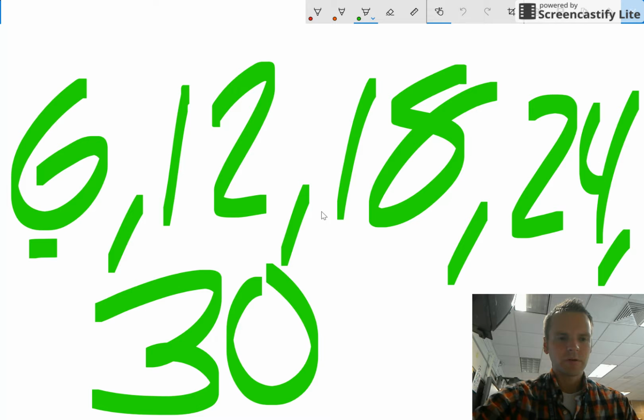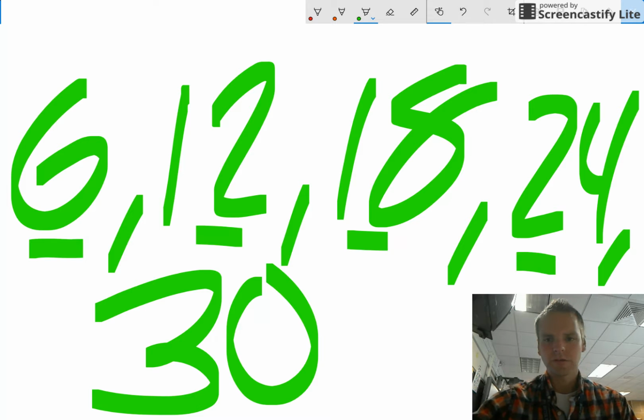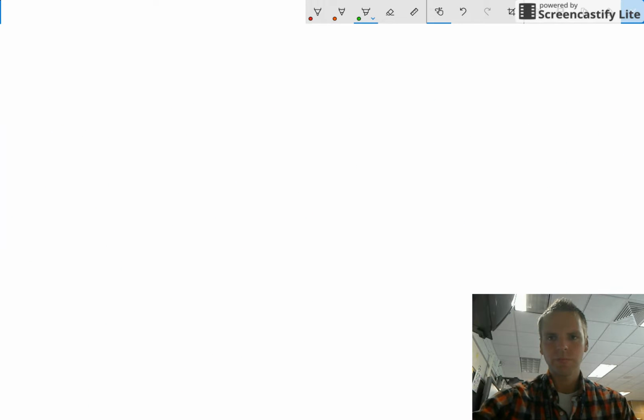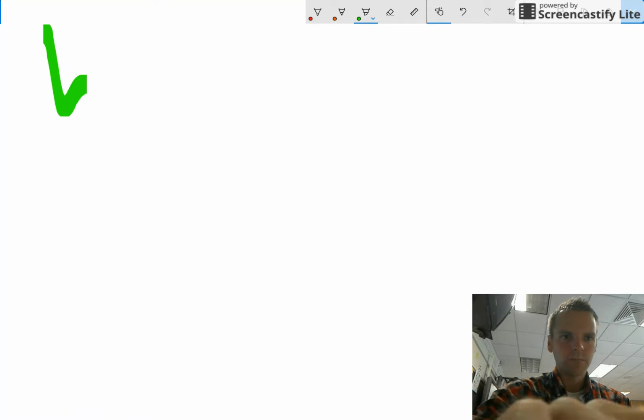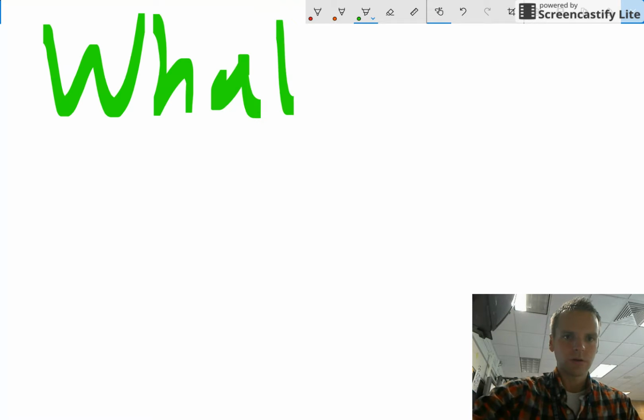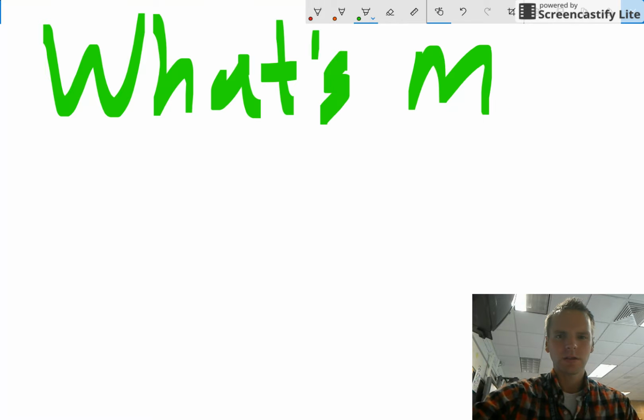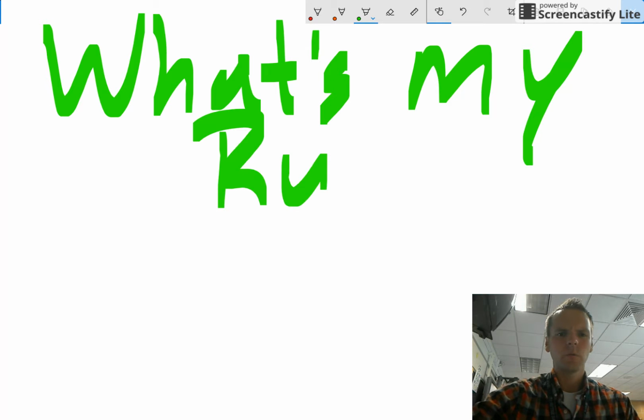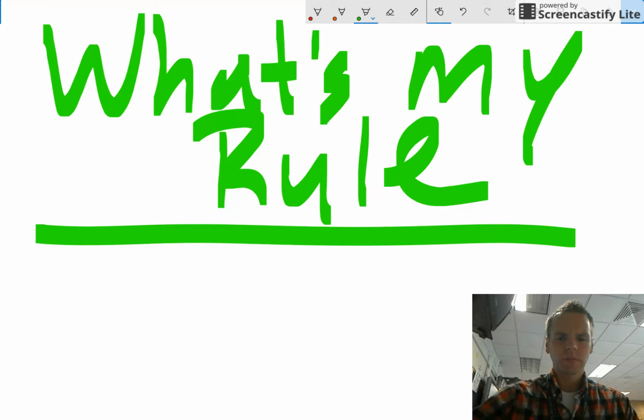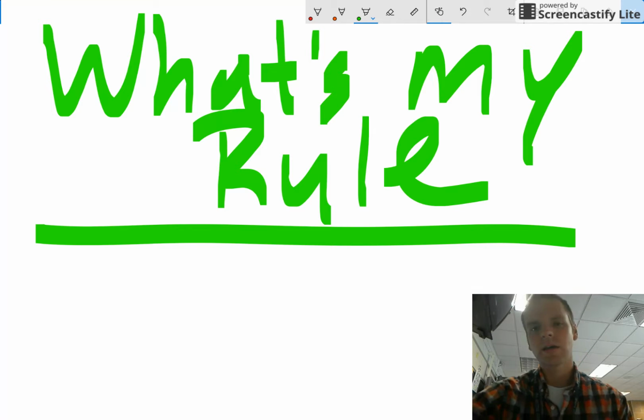So hopefully you remember a skip counting pattern is multiples. All right, let's erase your boards. Today, friends, we're going to be talking about what's my rule. I'm going to write that up here. You don't need to do that. We're going to be using input and output tables, looking at different sets of numbers to figure out what's happening.